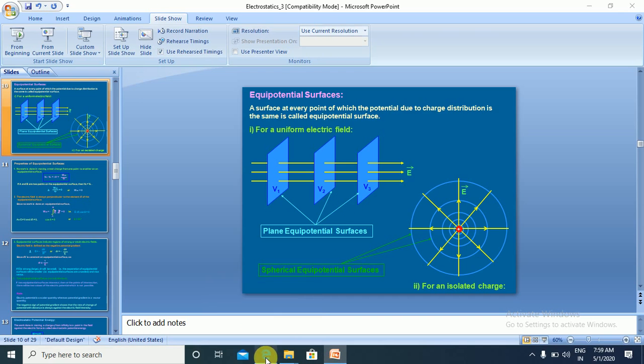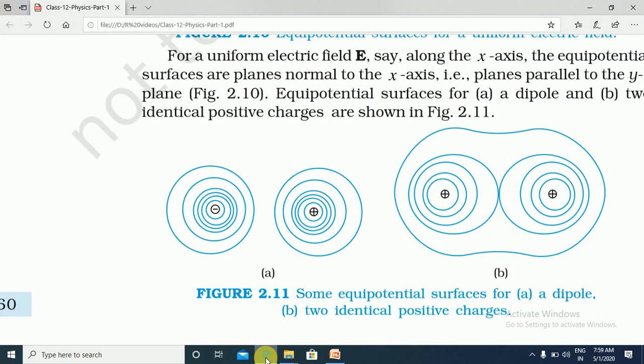So let us see, I'm taking this clip from your NCERT. You can see here the equipotential surfaces for the dipole. So plus charge and minus charge, two equal and opposite charges, and you can see how we can draw the equipotential surfaces, but their shape is a little bit different. And similarly here, you can see for two positive charges, how we can draw the equipotential surfaces. These are the equipotential surfaces for the two positive charges.